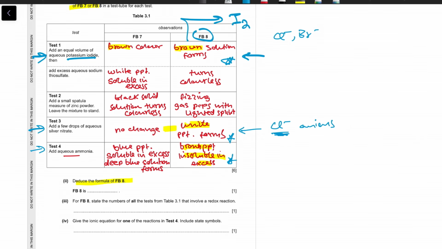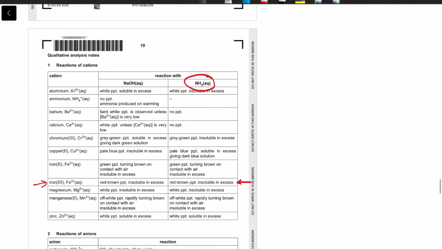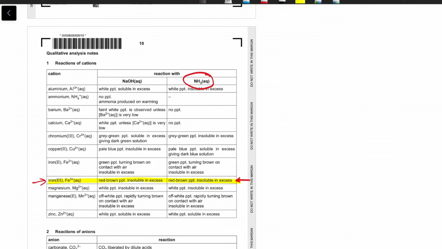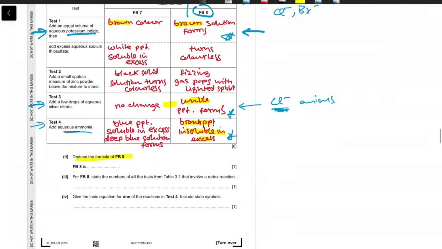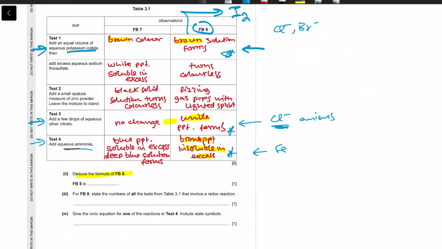And then in test 4, we have a test with aqueous ammonia, and we have an observation of a brown precipitate being insoluble in excess. Remember, with precipitates, always state what happens when in excess. And if we go to the back, we can see that in our table, this same observation can be made with Fe3+ ions. With ammonia, they form a red-brown precipitate that is insoluble in excess. This means that there are Fe3+ cations present. Now, there is a 3+ charge on Fe3+ ions and a 1- charge on chloride ions. So for every Fe3+ ion, we need 3 chloride ions. So the formula must be FeCl3.